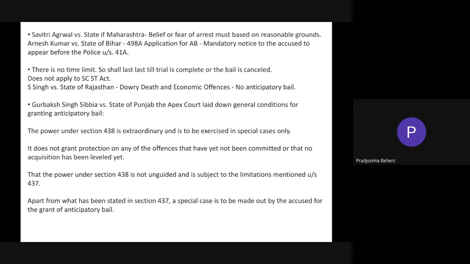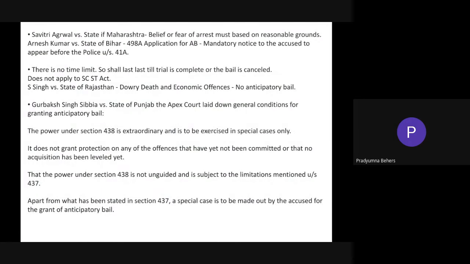In the case Savitri Agrawal versus State of Maharashtra, it was held that the belief or fear of arrest must be based on reasonable grounds. And when it says reasonable ground, that means there must be a reasonable fear. You cannot say that just because an FIR is lodged, there will be an arrest made, or because this has happened. You have to completely justify how you are reasonably apprehending an arrest in a non-bailable case. You have to do that.